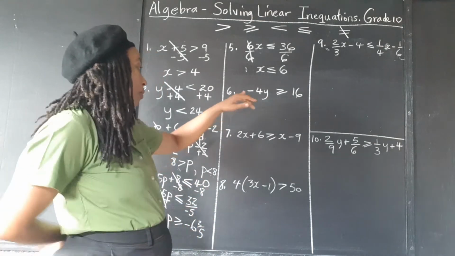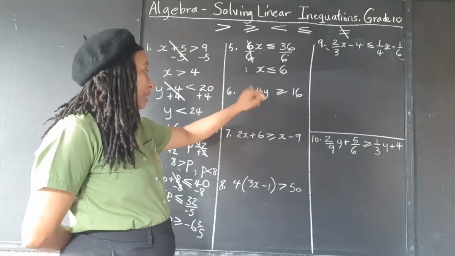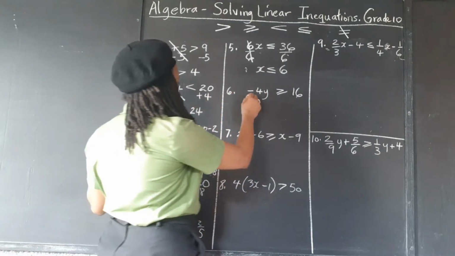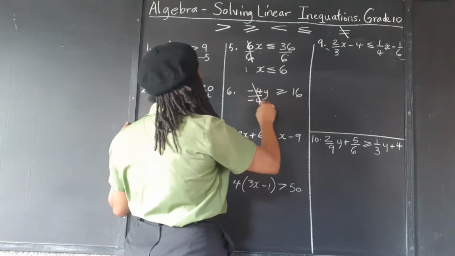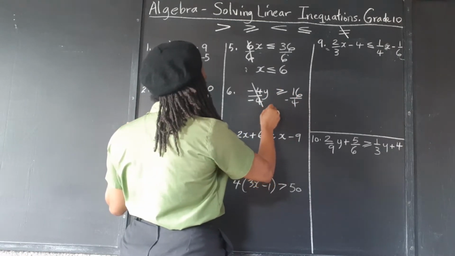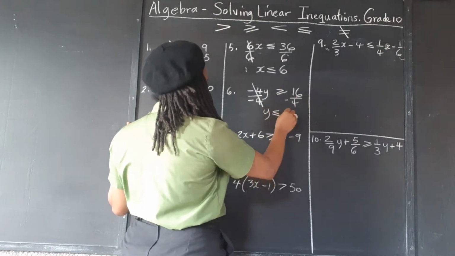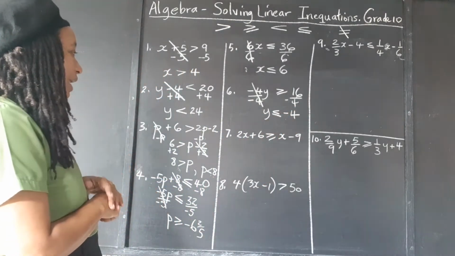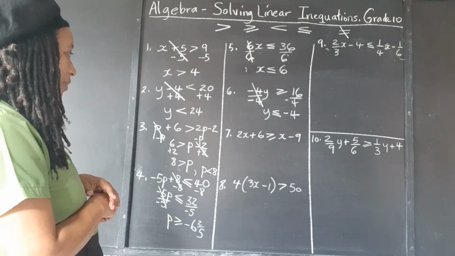Here again, we're going to end up having to divide by a negative 4 to isolate the y. So we know that we are to reverse the sign. So y is less than or equal to negative 4. Right?